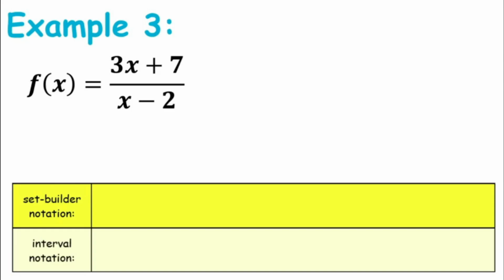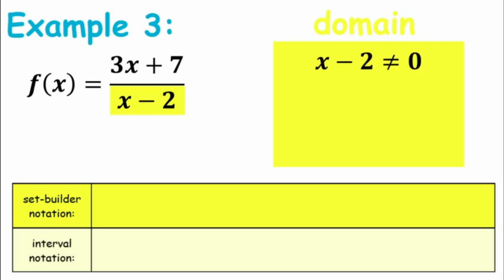Example 3. The denominator is x minus 2. x minus 2 is not equal to 0. Transpose negative 2, we have x is not equal to 2.